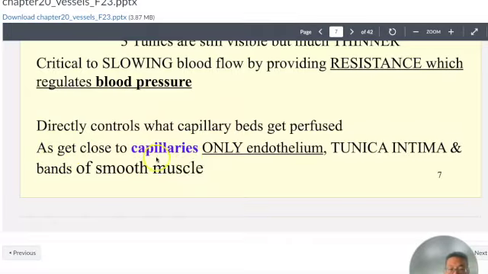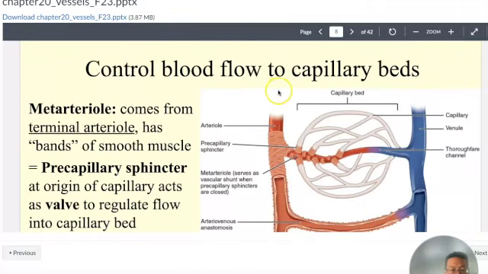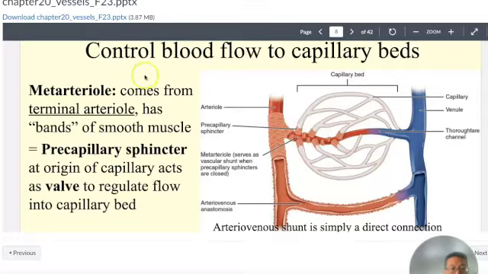As it gets closer to the capillaries, only endothelium, tunica media, and the band of smooth muscle. So here's the arteriole, and it needs to get through the capillaries, and then it converts into what? The venules, and then back to bigger veins. So this term metarteriole comes from the terminal arteriole. At the end of the arteriole has bands of smooth muscle in it.